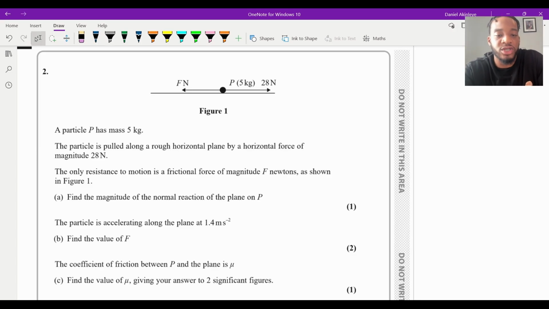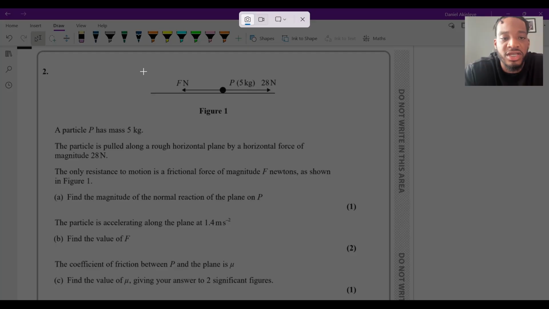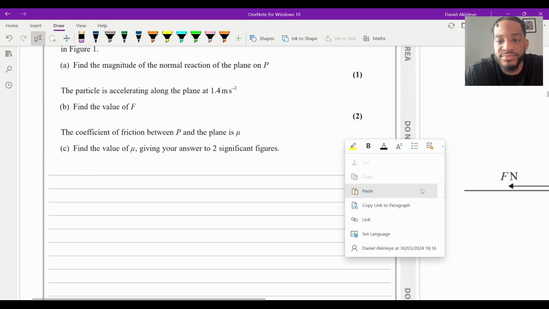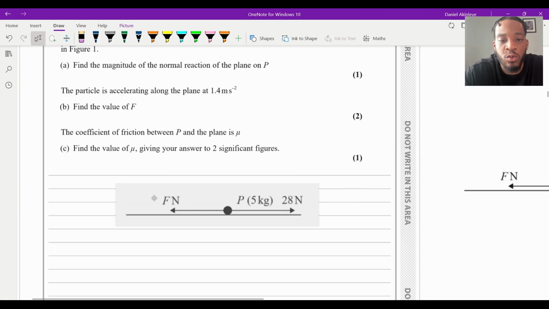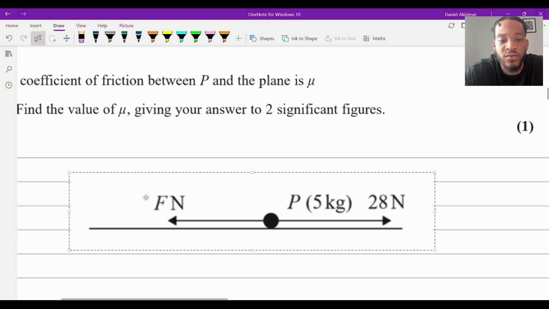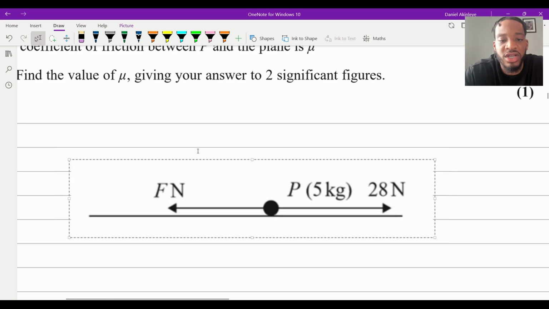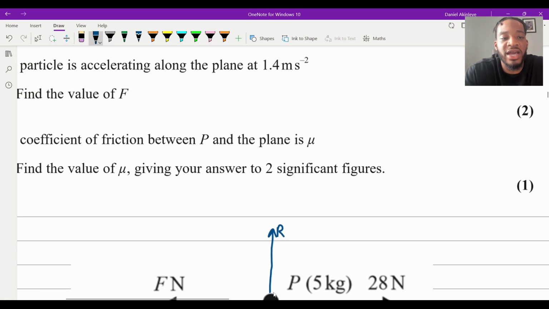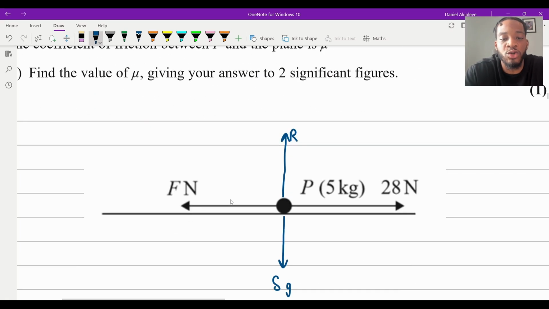So what I'm going to do is let me just screenshot this diagram, and I'll put this here. Okay, so we've got a couple of forces given to us already, but remember, we are dealing with a particle on the surface, so we know that there's definitely going to be a normal reaction force going vertically upwards here, so we can label this R. And then obviously we have a weight going downwards, isn't it? Now weight is equal to mg, the mass is 5, so this is going to be 5g. Now, part A tells us we need to find out what R is, the normal reaction force.